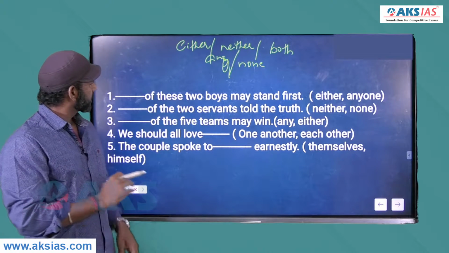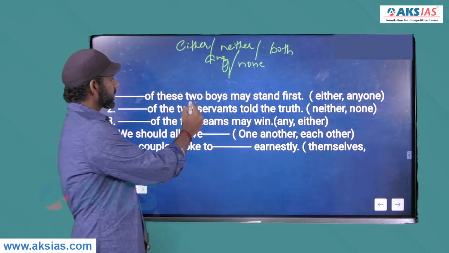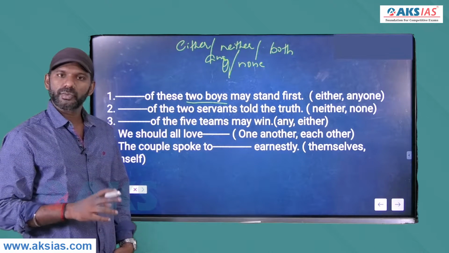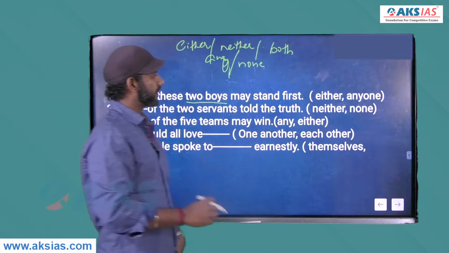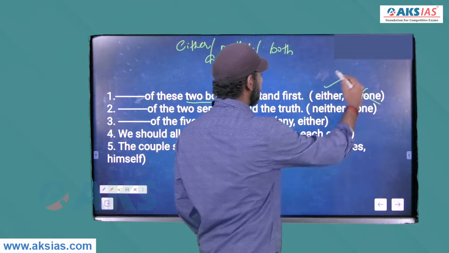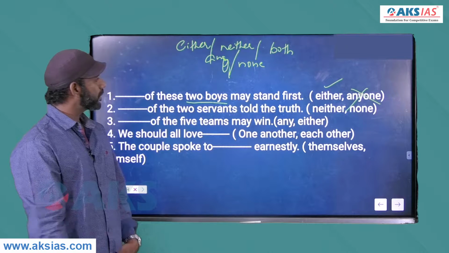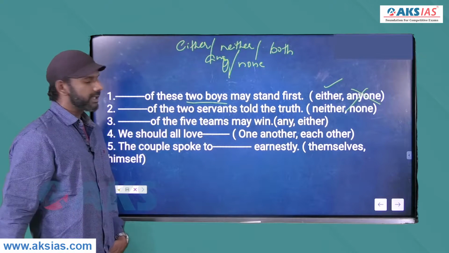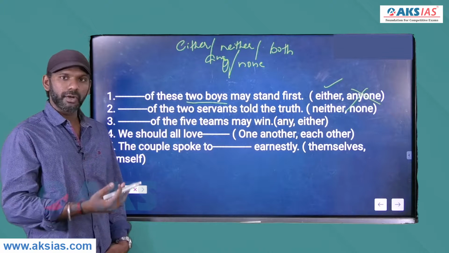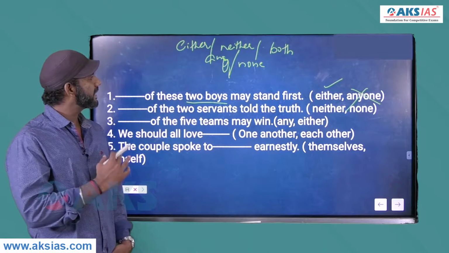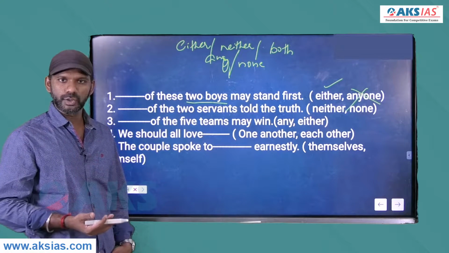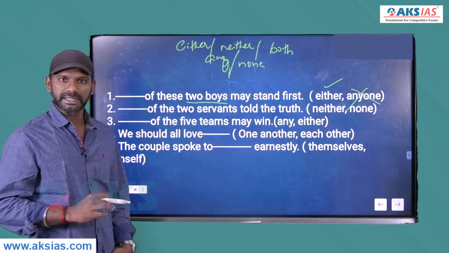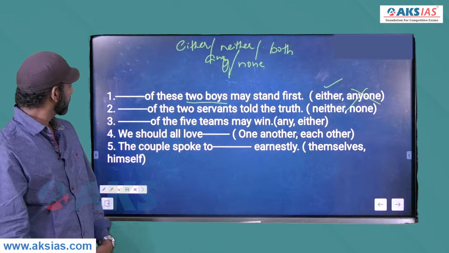Come to the statement now. Dash of these two boys may stand first. Now in this sentence, we're talking only about two entities. So we cannot use anyone here. It has to be either. So either of these two boys may stand first. Now instead of two boys, if it is three boys, then it must be anyone. Right? So any and none can be used only when there are more than two entities. Either, neither, and both can be used only when there are two entities. Right. Come to next one.